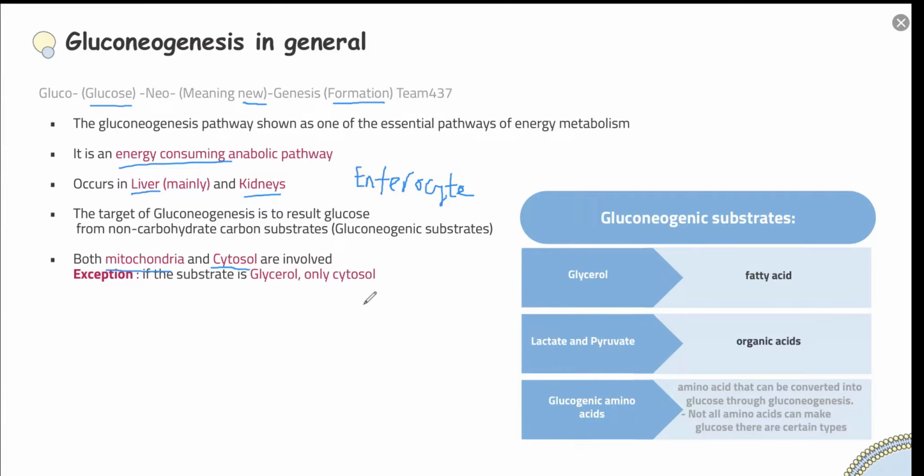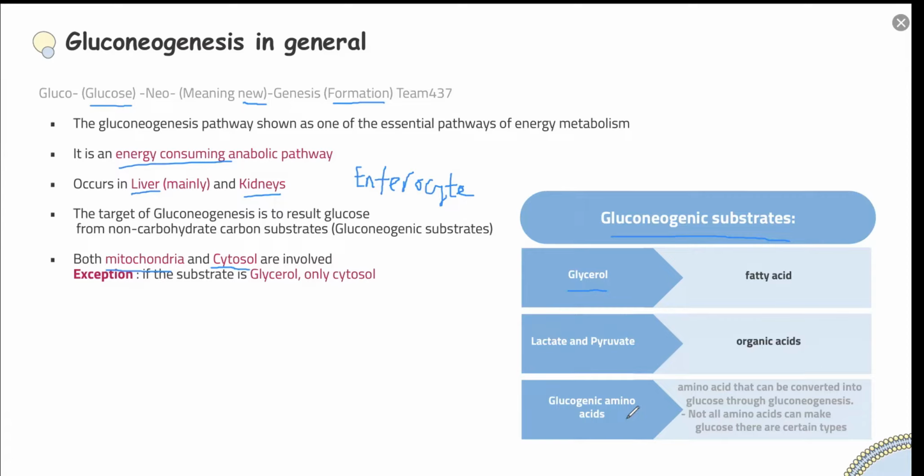gluconeogenesis. So now let's look at examples of the gluconeogenic substrates, that is the substrates used in gluconeogenesis. Number one, we have glycerol, and of course this glycerol is usually obtained from hydrolysis of triacylglycerol to produce glycerol and free fatty acids. And then another substrate for gluconeogenesis, we have lactate and pyruvate. These are examples of organic acids, that is lactic acid and pyruvic acid.